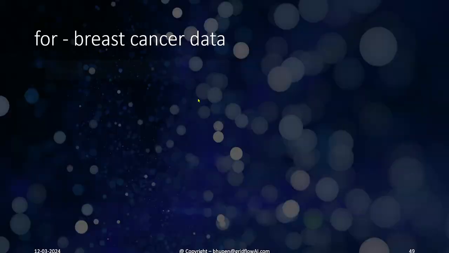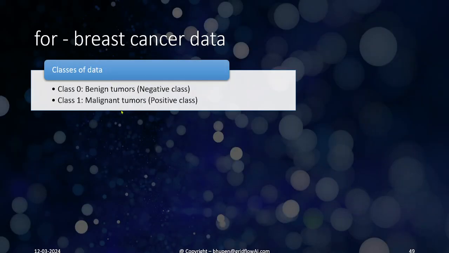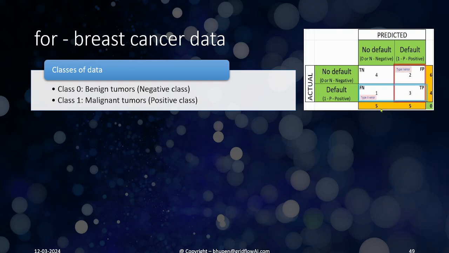So for the breast cancer data set, we have two classes. If you recall, we have two classes, benign and malignant. Benign is the negative class and malignant is the positive class, which means the cancerous sample. This is how the confusion matrix will probably look like, with some numbers here.